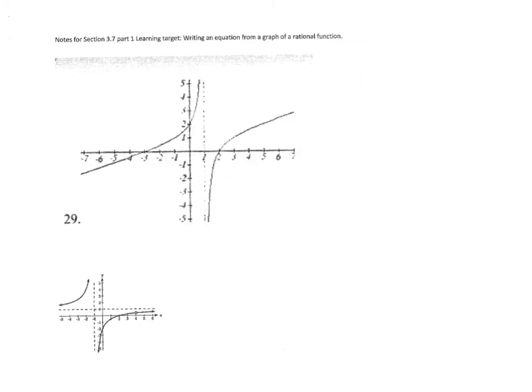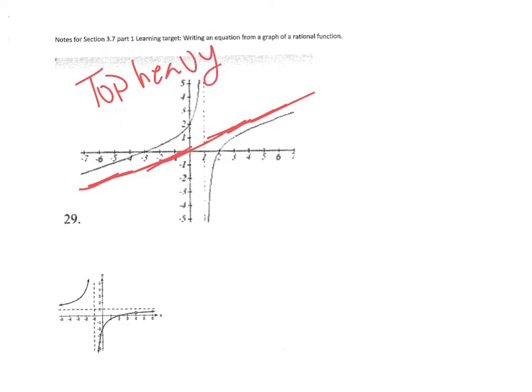Okay, now I don't see a horizontal asymptote. What I see is something that looks like this. A slant asymptote, we call that, or oblique asymptote, they call it. And the way that's going to happen is it's going to be a top-heavy function. So we know this one's going to be top-heavy. The degree of the numerator will be bigger than the degree of the denominator. But let's not worry about that yet. Let's look at what we do know.